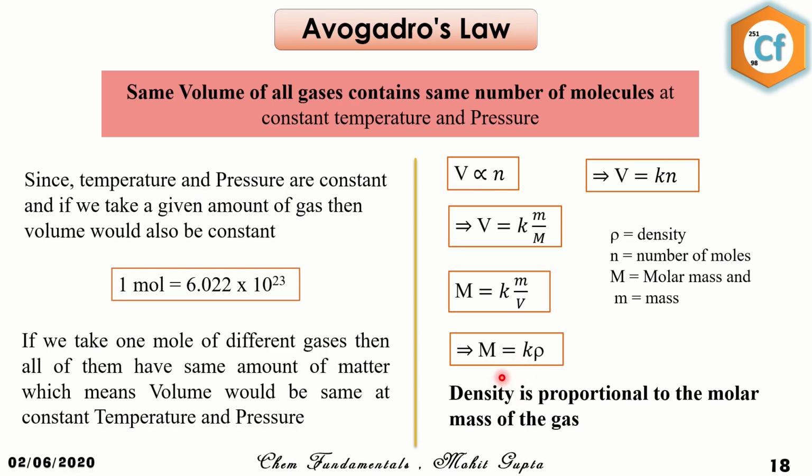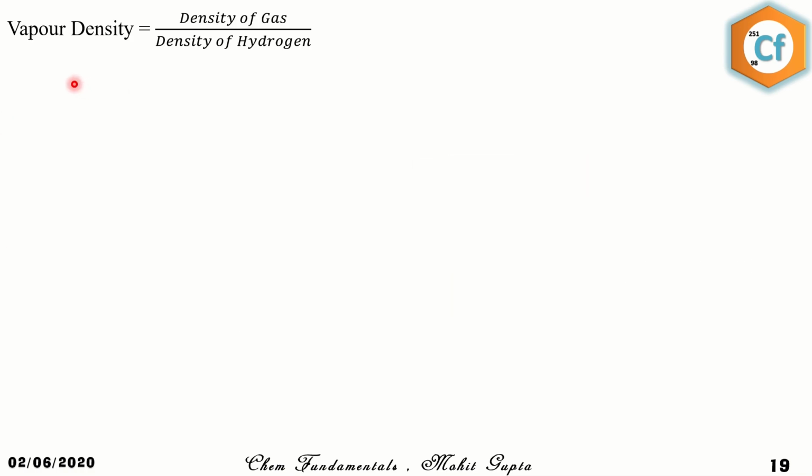If the gas has a higher molar mass, it means it has higher density. If a gas has a lower molar mass, then it means it has lower density. Hence, the volume of all the gases remains constant. Okay. Now, we know one more important thing.